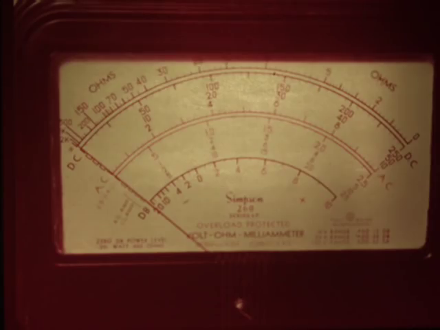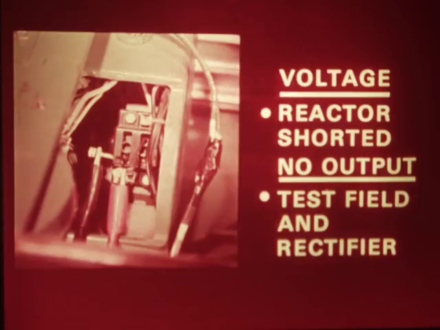If there's still no output, disconnect all the external wires to the brushes and reactor, but leave the field connected to a battery. Then check for output across two brushes on the same holder. Again, you should get about 50 volts. If you get a voltage at the brushes and had none at the breaker with the field excited directly, the reactor is shorted internally and should be replaced. If there's still no output, retest the field and the rectifier.